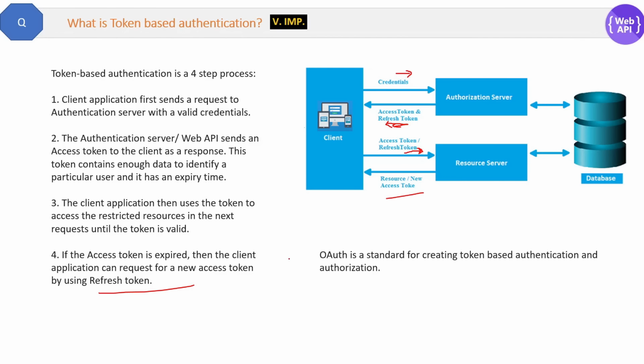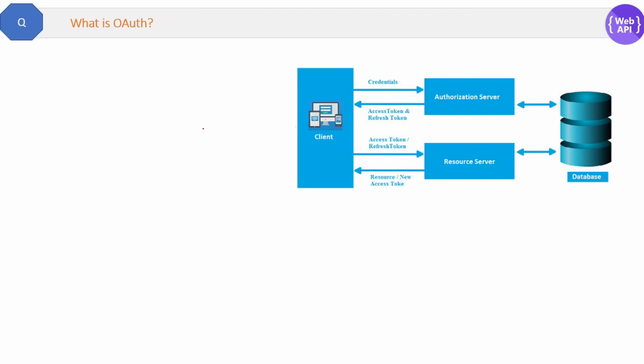Now just one more thing here. OAuth is a standard for creating token based authentication and authorization. What is OAuth? Now you know token based authentication, which we already discussed in the previous question, and here is the same diagram of the token based authentication. Now I will explain what is OAuth. So OAuth is a standard for creating token based authentication and authorization.